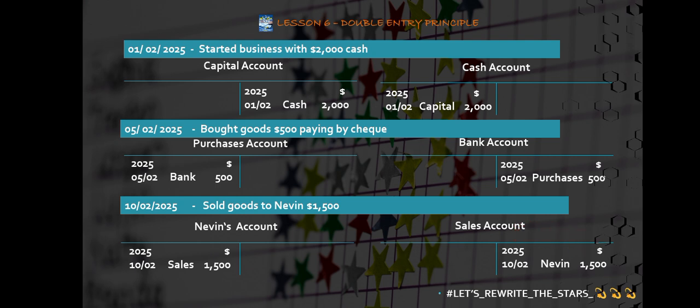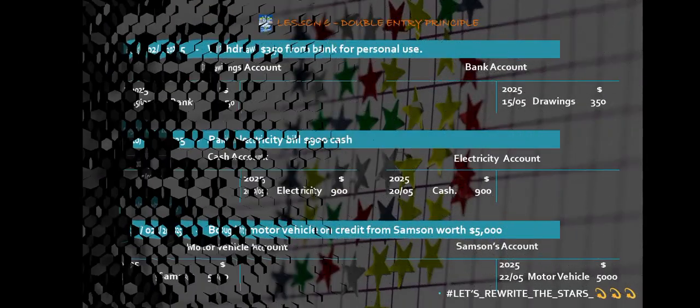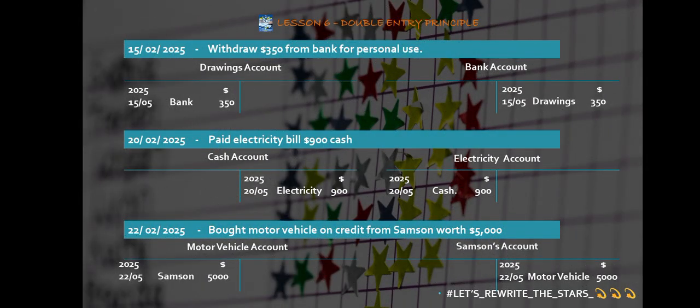Let's take another set of examples, the continuation of the transactions. On the 15th of February 2025, we withdrew $350 from bank for personal use. Immediately personal use comes in, it means it is going out of the business completely. So when it is going out of the business completely, it is a drawings we are making because it is reducing the capital we invested earlier. So drawings account to be credited.